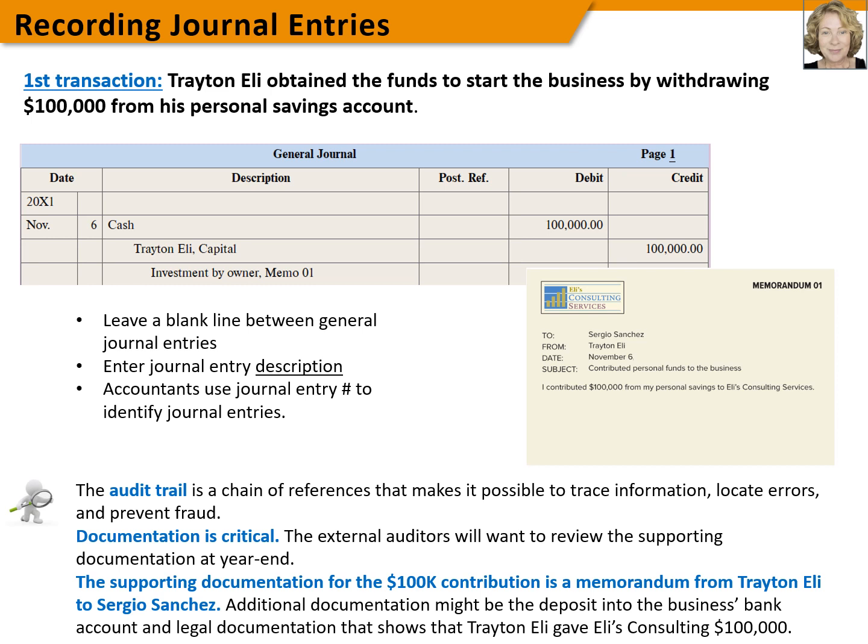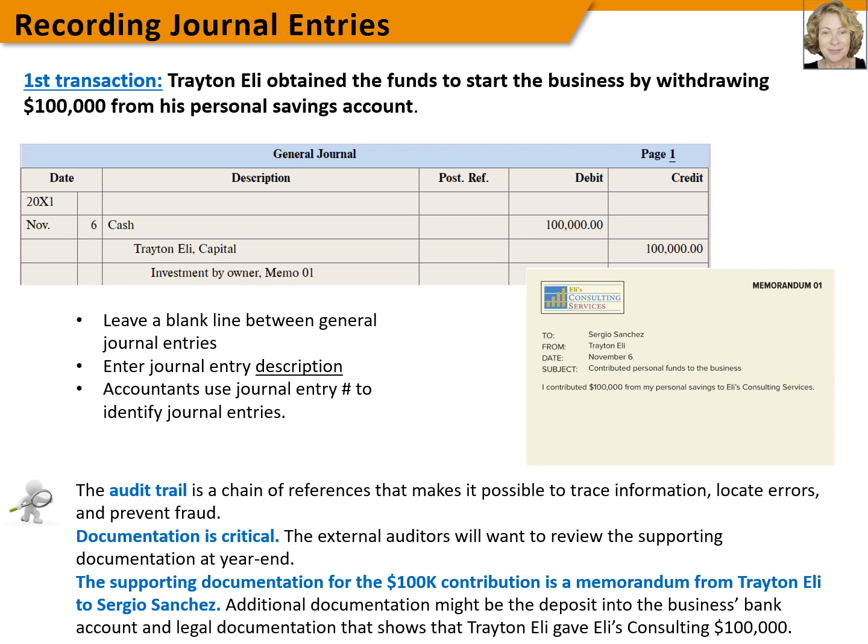And documentation is critical. The external auditors will want to review the supporting documentation at year end. However, sometimes the supporting documentation is confidential, like severance amounts when there are company layoffs. In those cases, the journal entry will reference the person or department that can provide documentation upon request. The supporting documentation for the $100,000 contribution is a memorandum from Trayton Eli to Sergio Sanchez. Additional documentation might be the deposit into the business's bank account and legal documentation that shows Trayton Eli gave Eli's Consulting $100,000.